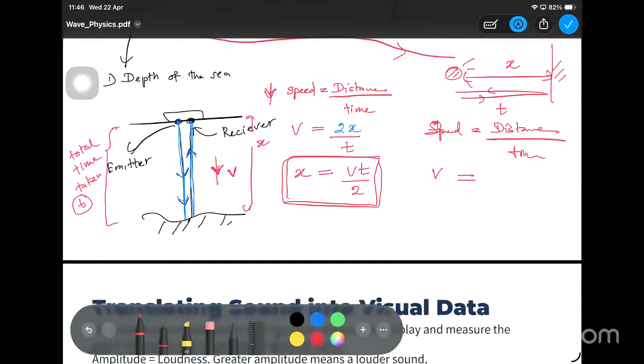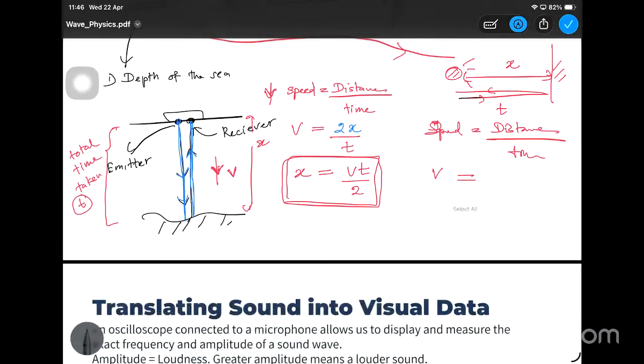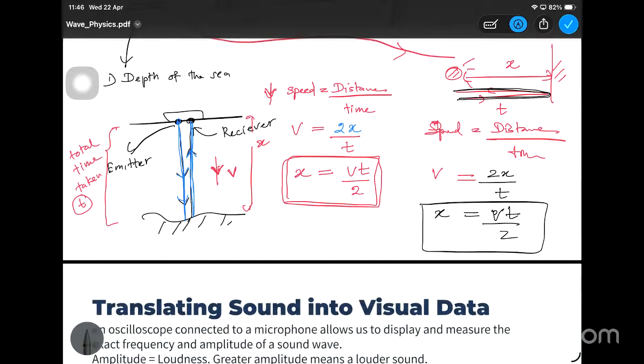In the echoing process, what has happened? The distance will be doubled, right? It has to travel X distance and return again. Therefore, it will be 2x over t. So the distance between the walls will be Vt over 2. You will get the same equation as in the previous case, right?